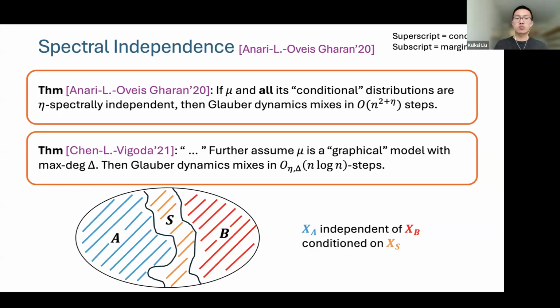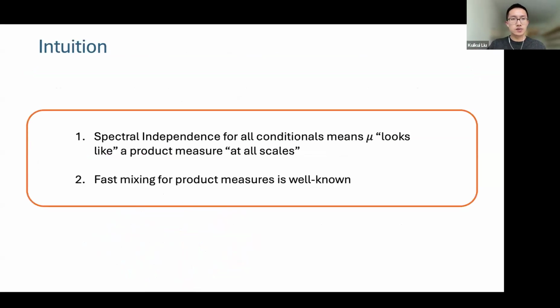Okay, so this is a conditional independence property which is satisfied by many models like colorings, independent sets, the Ising model, and so on. So now let me explain very briefly a little bit of intuition for why these theorems hold. At a very, very high level, spectral independence for all conditional distributions roughly means that the distribution mu looks like a product measure at all scales, at least from the perspective of correlations. And fast mixing for product measures is well known.